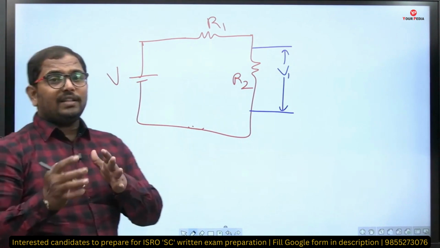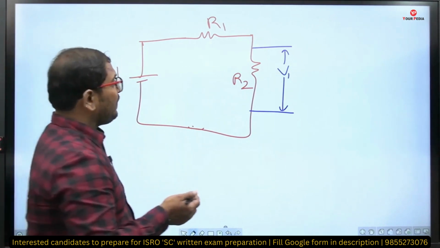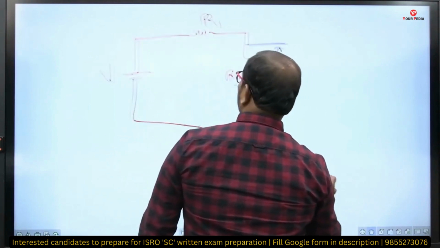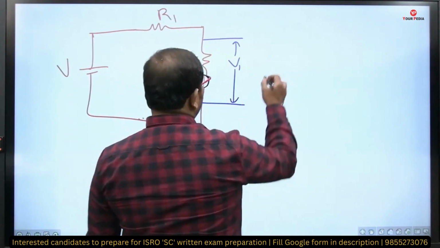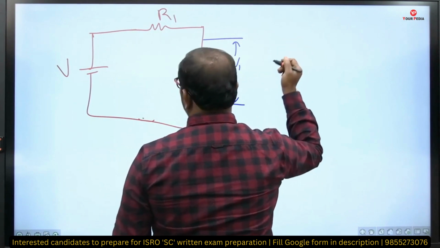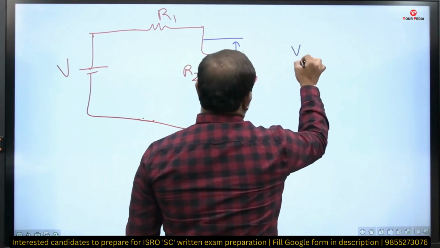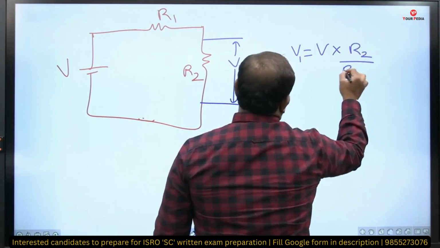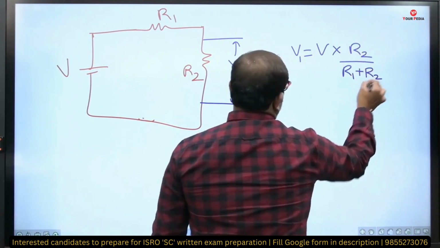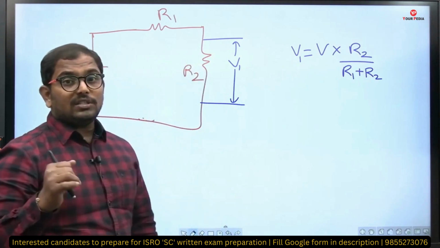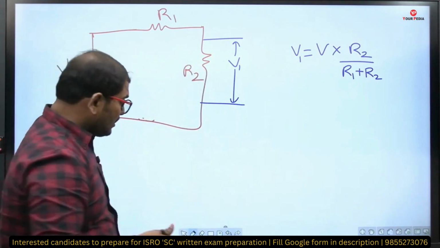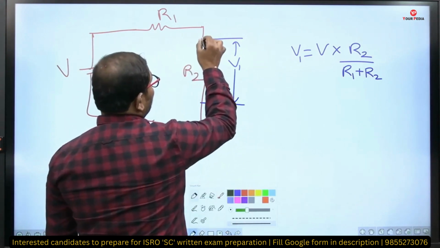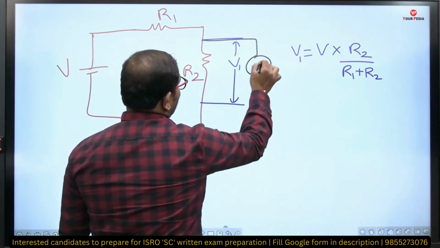So how will we find this? If you want to find the value of voltage here, how do we usually find it? By using the voltage division concept. V1 equals V into R2 by (R1 plus R2). So this is the meaning of finding it. Suppose I want to measure this voltage, how will I measure it?